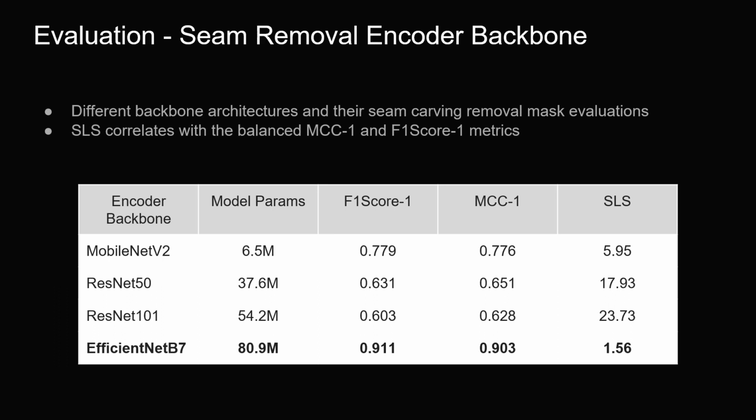Here we show the performance of seam removal detectors with the various encoder backbone architectures, which give a good idea of the types of ranges to expect from the seam localization score, as well as the F1 score and the MCC1 score. These models are trained and evaluated on our XView dataset. We can see from the table that the seam localization score correlates quite well with the F1 and MCC scores, while noting that EfficientNet-B7 gave the best results across all 3 metrics.